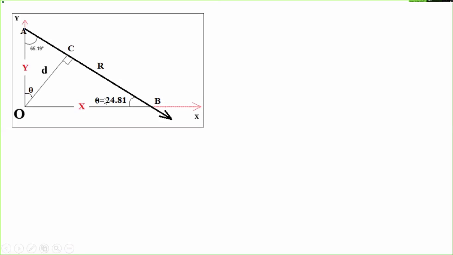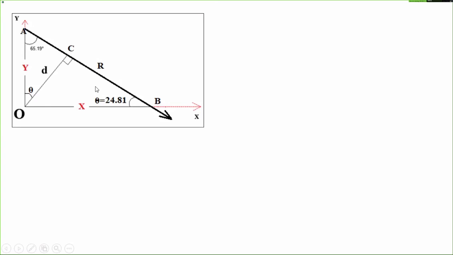Again, the same figure I have copied over here. This is the resultant R. This is angle theta 24.81. This is the x-intercept. OB is the x-intercept and OA is the y-intercept. By trigonometry also you can find out, because I know the d value, 2.83 something you are getting. By trigonometry also you can find out the x-intercept and y-intercept.